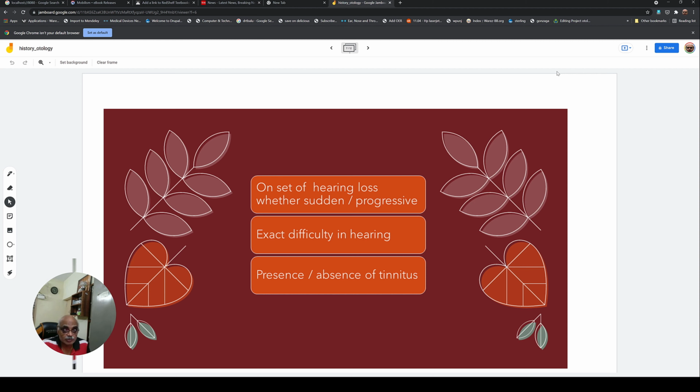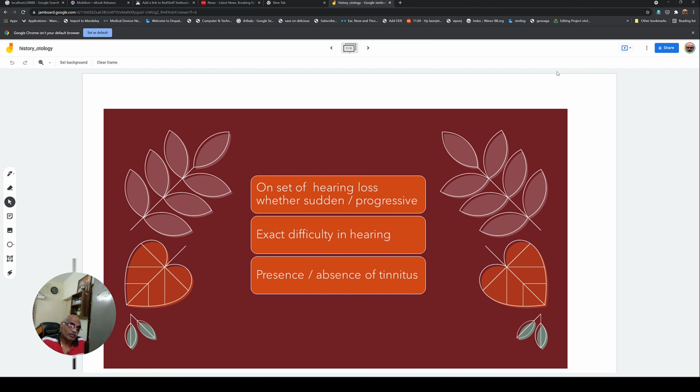If the hearing loss is progressive, then you need to think in terms of sensorineural hearing loss due to degeneration of the nerve, due to noise causing problems with the cochlear hair cells. So the exact onset, whether the hearing loss is sudden or progressive, will be a very important pointer towards the diagnosis of what exactly causes the hearing loss.